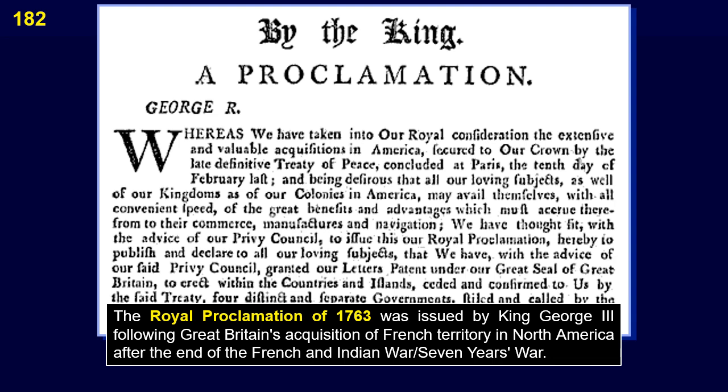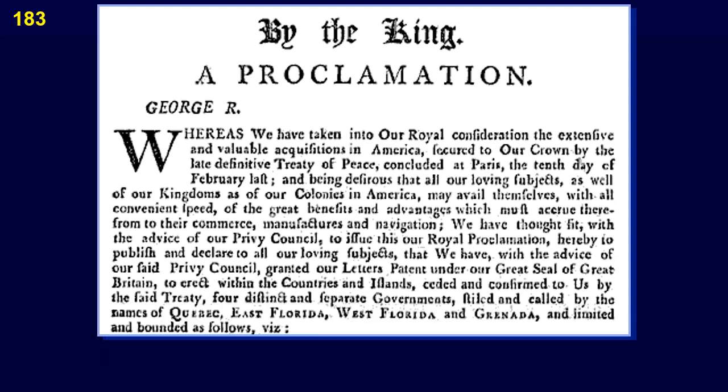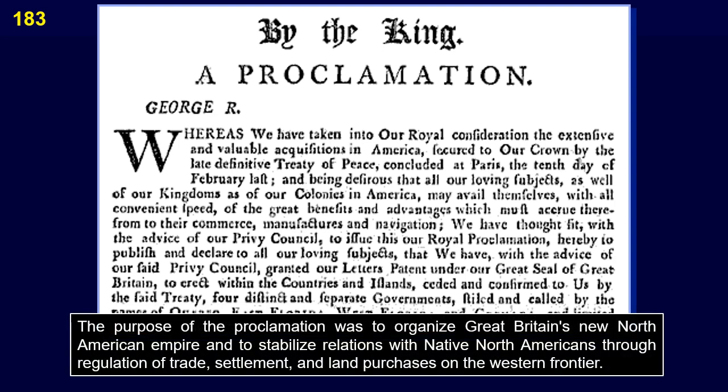The Royal Proclamation of 1763 was issued by King George III following Great Britain's acquisition of French territory in North America after the end of the French and Indian War. The purpose of the proclamation was to organize Great Britain's new North American empire and to stabilize relations with native North Americans through regulation of trade, settlement, and land purchases on the western frontier.